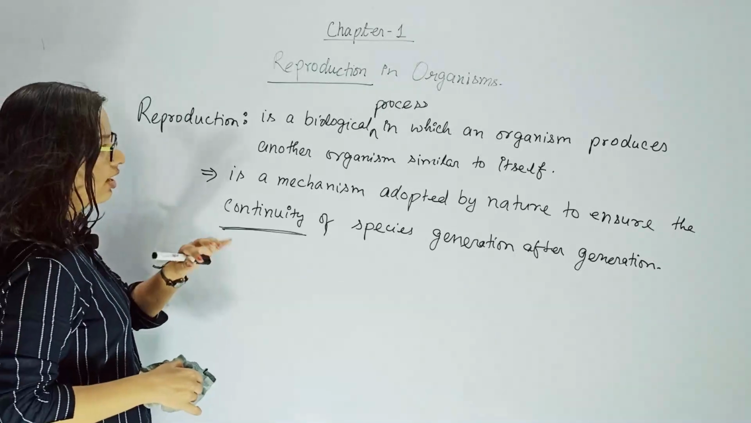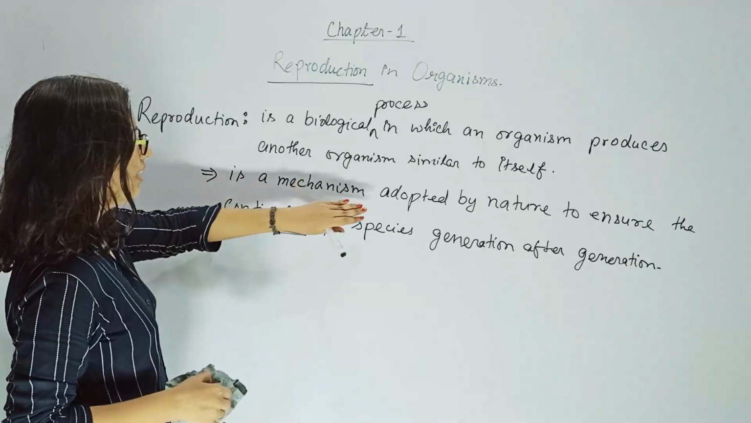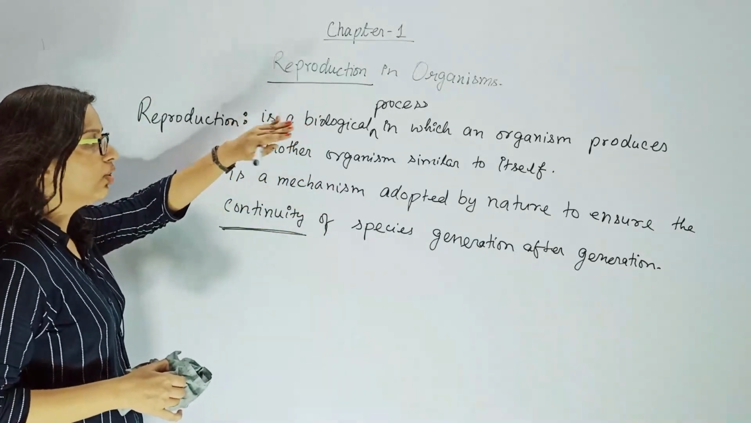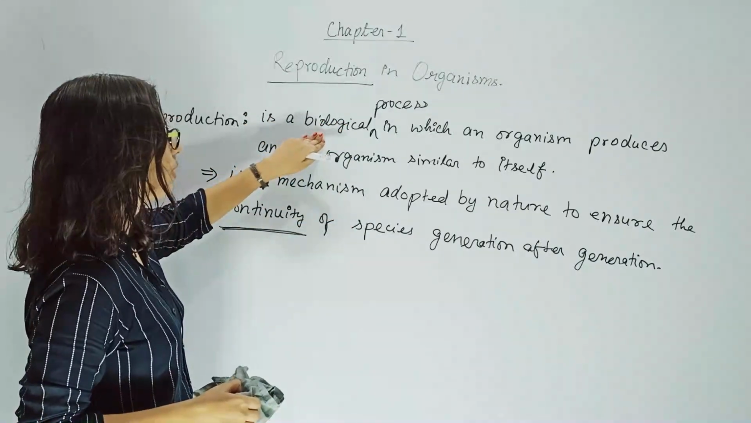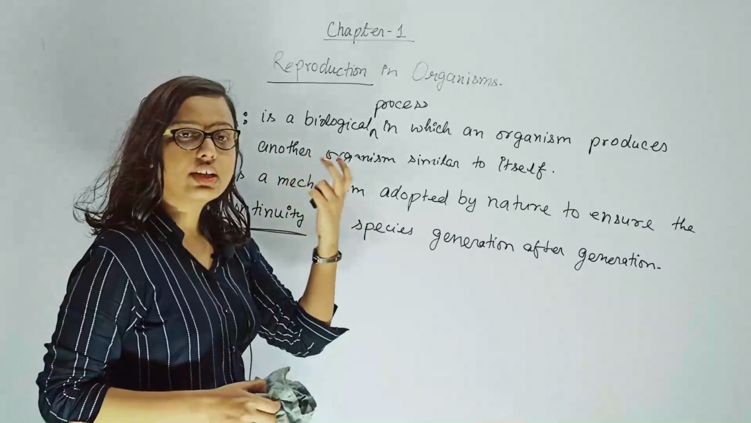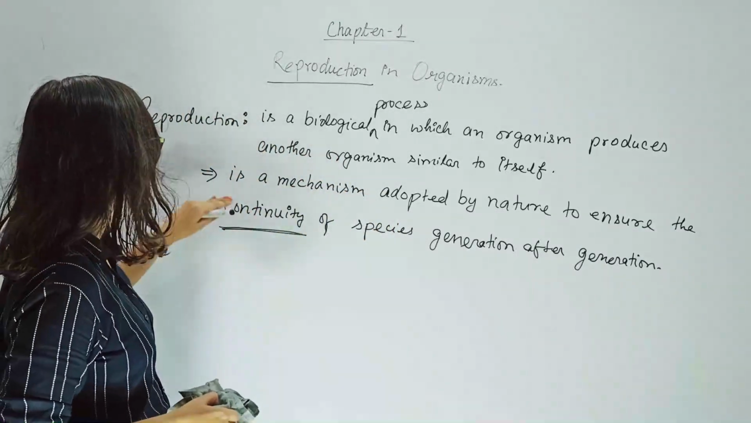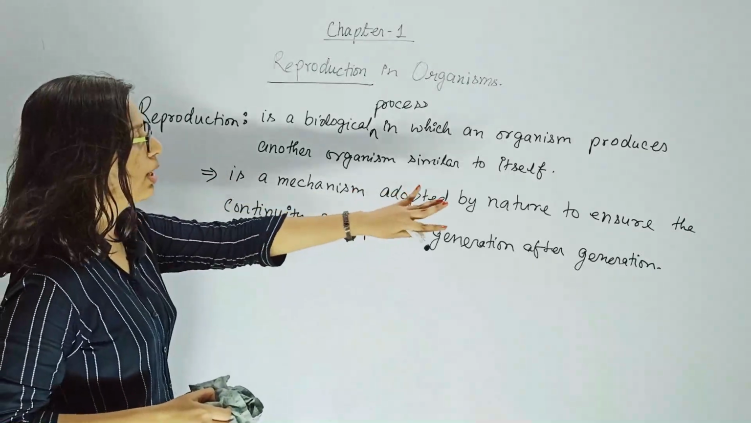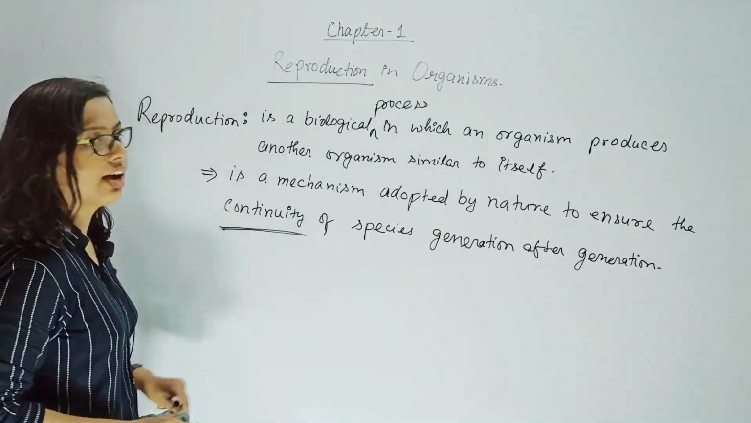Now when you are giving your short notes in your boards exam, please write down this definition, because it is the general definition given in your NCERT book. All the students are going to write this one. But when you want better marks, you have to write something extra. So this is the proper definition: a mechanism adopted by nature to ensure the continuity of a species generation after generation.